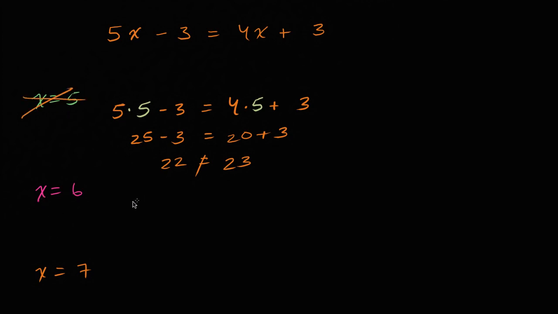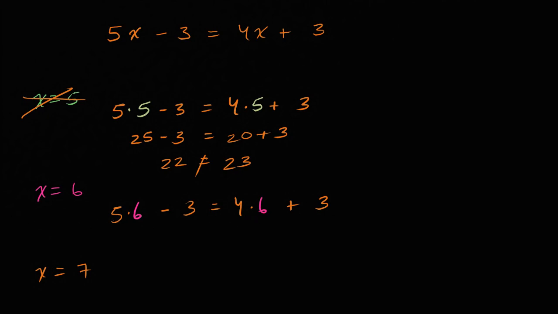Now let's try x equals 6. So once again, we're going to do 5 times our x, which is going to be 6. Actually, let me just write it out. Minus 3 needs to be equal to 4 times our x plus 3. And in this case, our x is 6. So it's going to be 5 times 6 minus 3 needs to be equal to 4 times 6 plus 3.